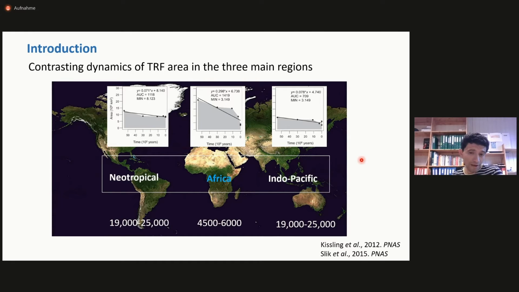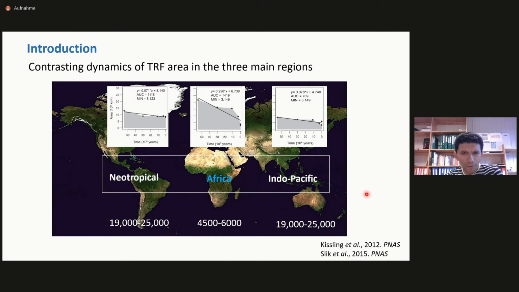So for instance, the current distribution of the tropical rainforest is in three main blocks: the Neotropical, Africa, and the Indo-Pacific. And unlike the Neotropical and Indo-Pacific, there is a sharp decrease in tree species in Africa. The numbers you see here are the estimates for tree species in each of these regions.